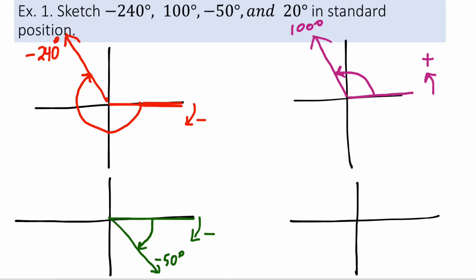Okay, one more, 20 degrees. Here's my initial side. I'm going positive again. This time I'm going 20 degrees from my initial side, which is just a small rotation here. And I wind up here, 20 degrees. Okay, so that's how you draw an angle in our standard coordinate system.